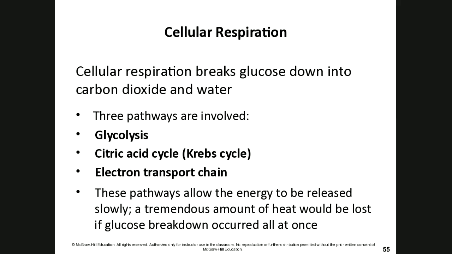So cellular respiration is a process by which glucose is broken down into carbon dioxide and water, and you get ATP out of it. There are three different pathways: glycolysis, which happens in the cytoplasm of the cell, the citric acid cycle, known as the Krebs cycle, and the electron transport chain. Those second two pathways are in the mitochondria. So these pathways allow for energy to be released pretty slowly and controlled, and that energy, or ATP, the cellular currency of energy in the cell, can readily be used.